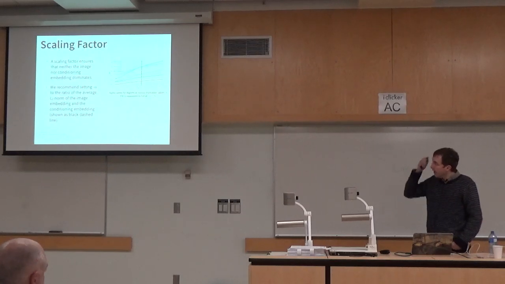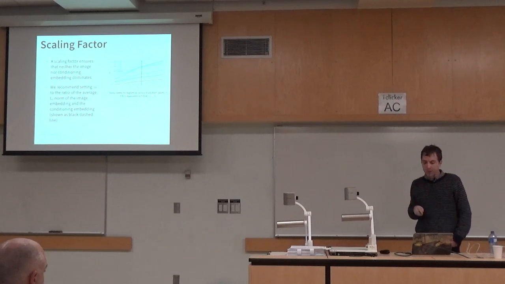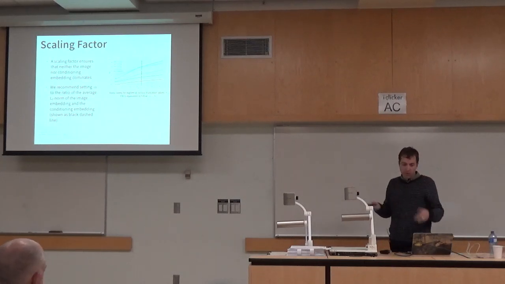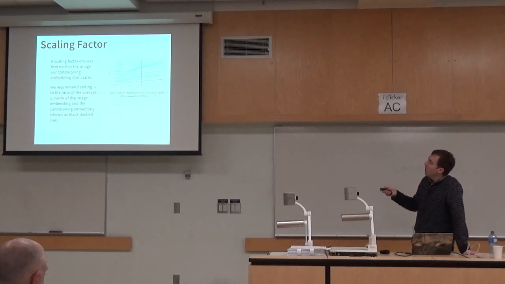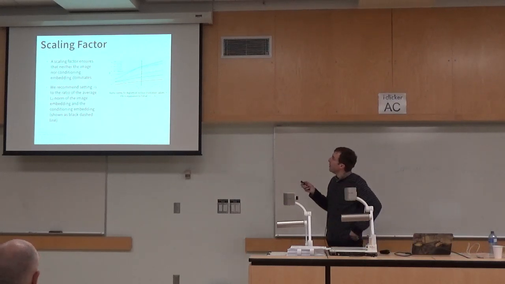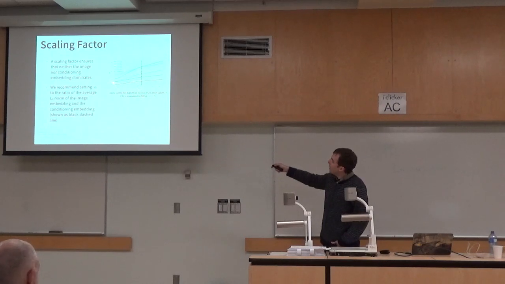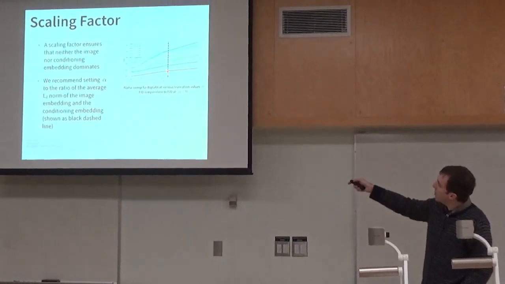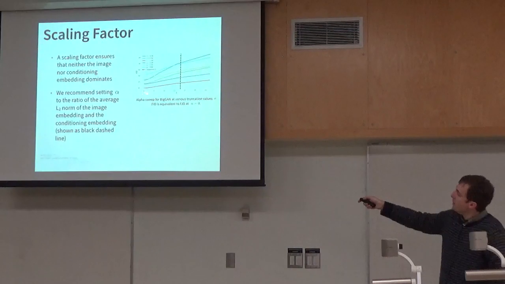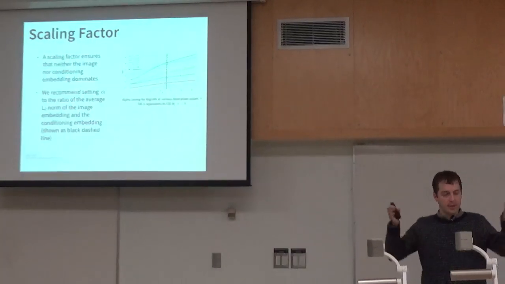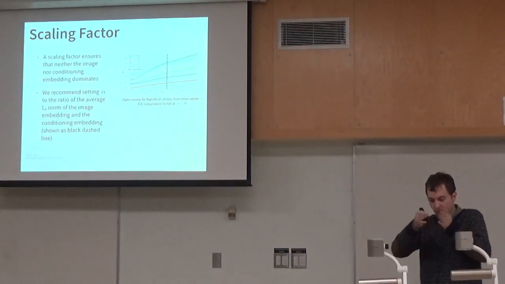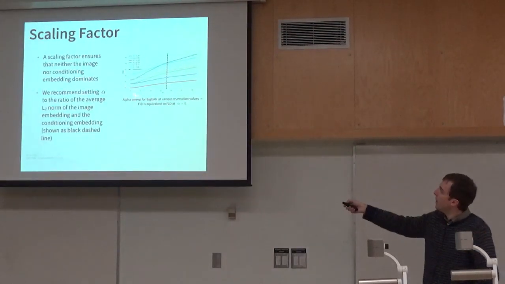As I mentioned before, there's the scaling factor that trades off between the conditioning embedding and the image embedding. We recommend setting alpha to the ratio of the L2 norm of the image embedding and the conditioning embedding, calculated on the training set. What we see here is a sweep of different values of alpha, and this is our recommended setting, which is this ratio. At alpha equals zero, this corresponds to FID, because the embedding doesn't consider the conditional part, it only considers the image embedding, so that would be FID over here.